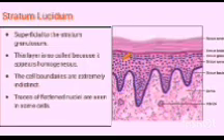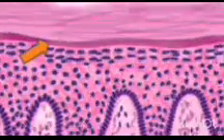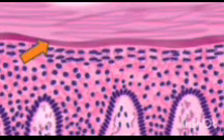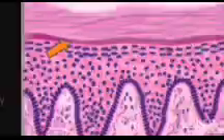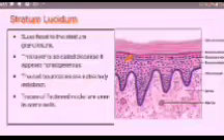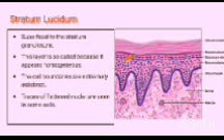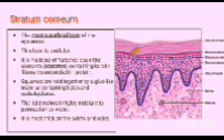Here it is distinct, you can see that this is the stratum spinosum where the arrow is, and the stratum lucidum where the arrow is pointing. But in real sense it is all jam packed. Maybe you cannot even identify it. So we have the stratum corneum.